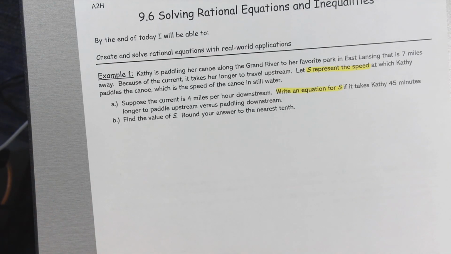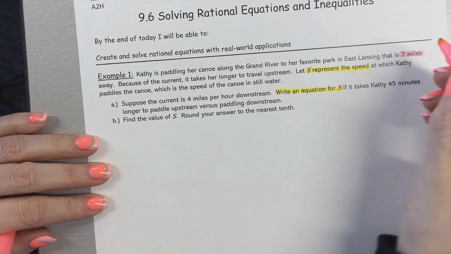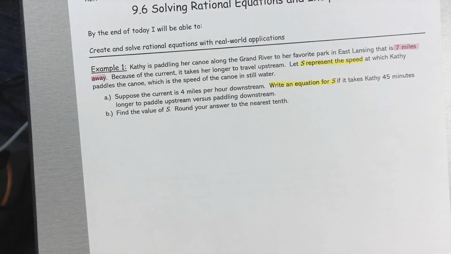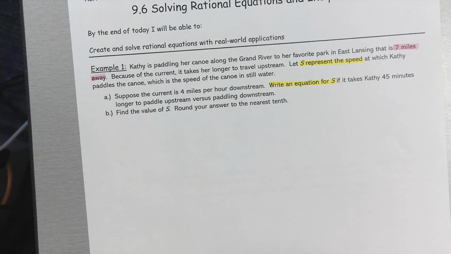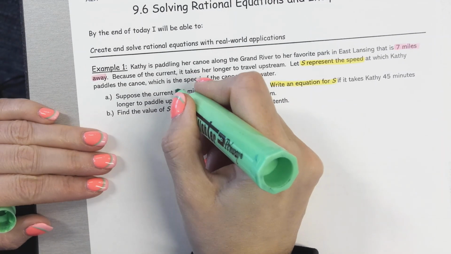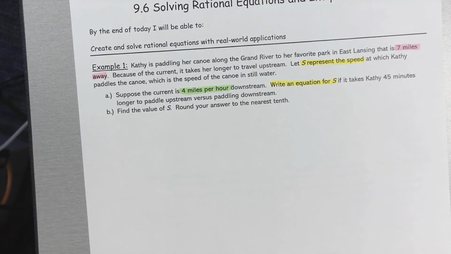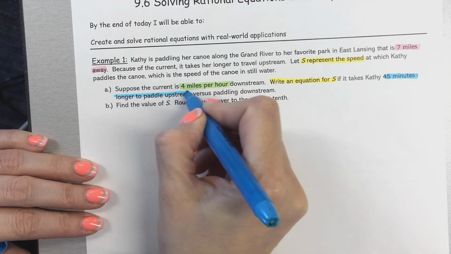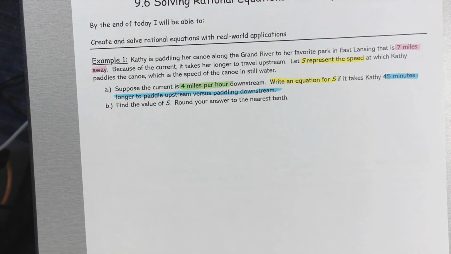There are some key pieces of information in here. One key piece is that it is 7 miles away. Because of the current, it takes her longer to travel upstream. It tells us the current is 4 miles an hour downstream. And it also says it takes her 45 minutes longer to paddle upstream versus downstream.